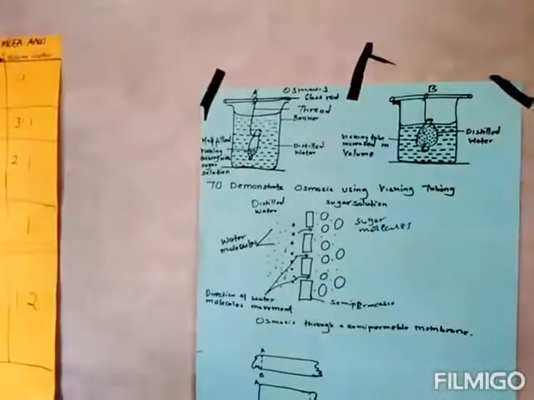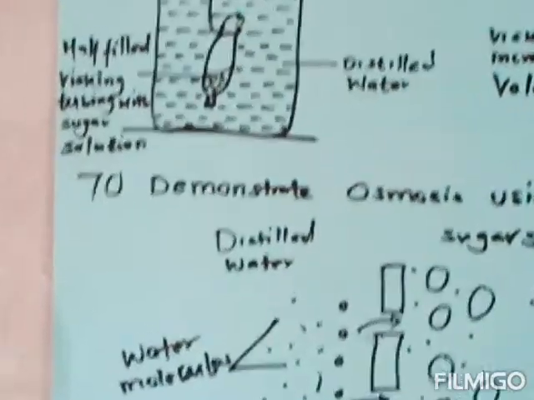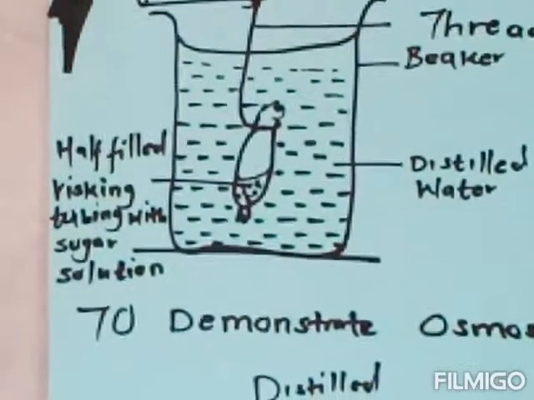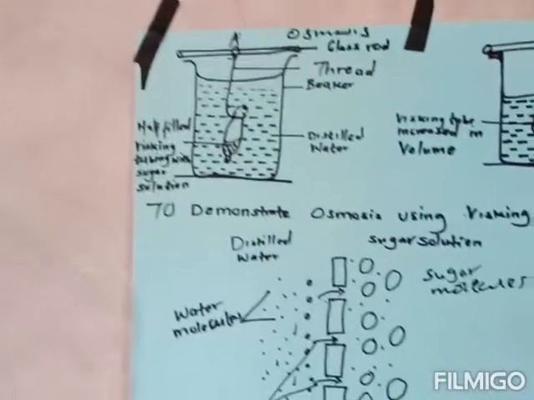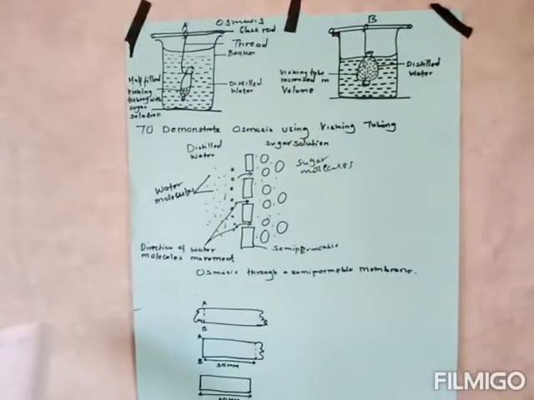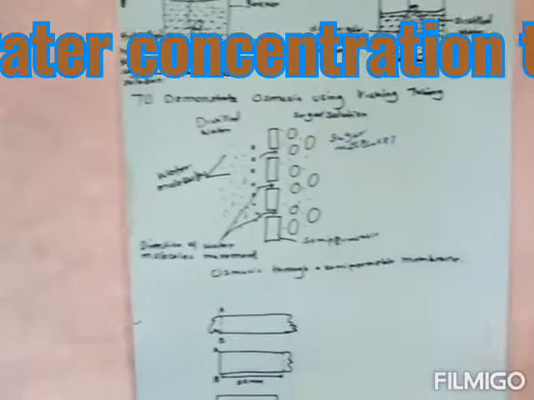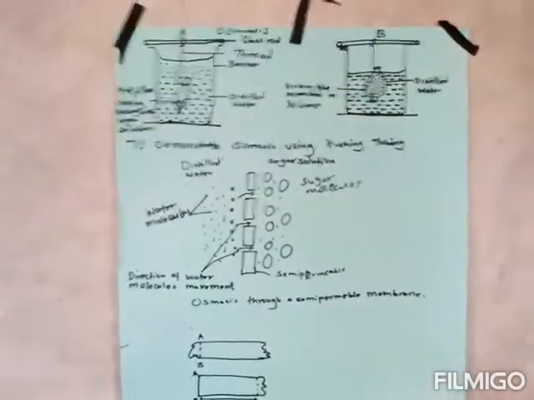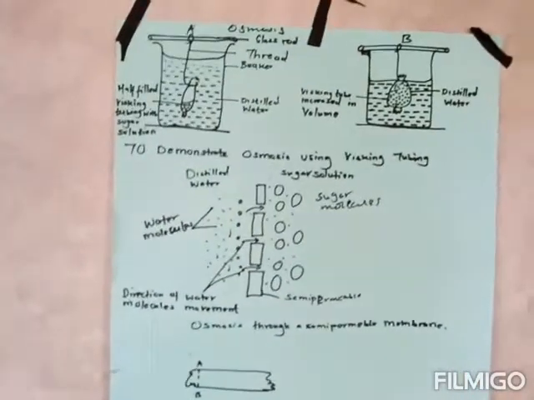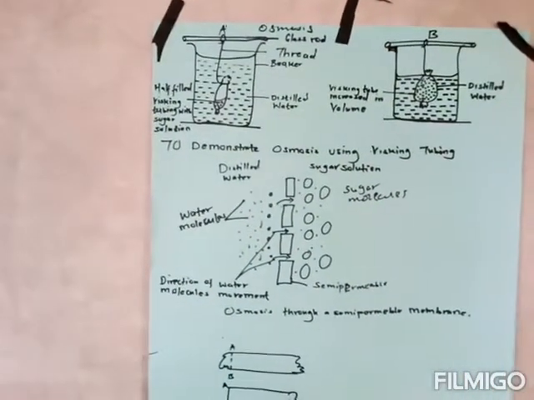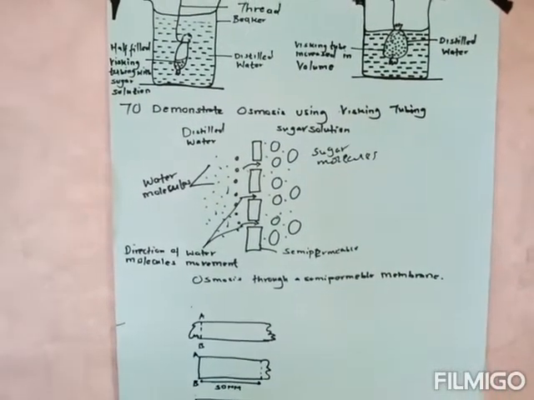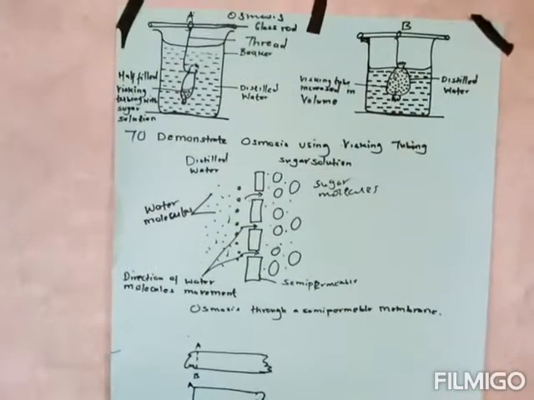Now the first question that you need to ask yourself: what is osmosis? And I answer it by defining it that osmosis is a process that involves the movement of water molecules from a region of high water concentration to a region of low water concentration across a semi-permeable membrane. Now, this process can always be demonstrated using whisking tubing.